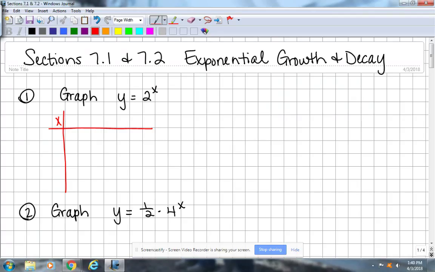So we're going to make a table of values, and we're going to pick our own x's. We're going to pick really small x's that are close to 0, and I would suggest that you pick these 4 every time: -1, 0, 1, and 2.